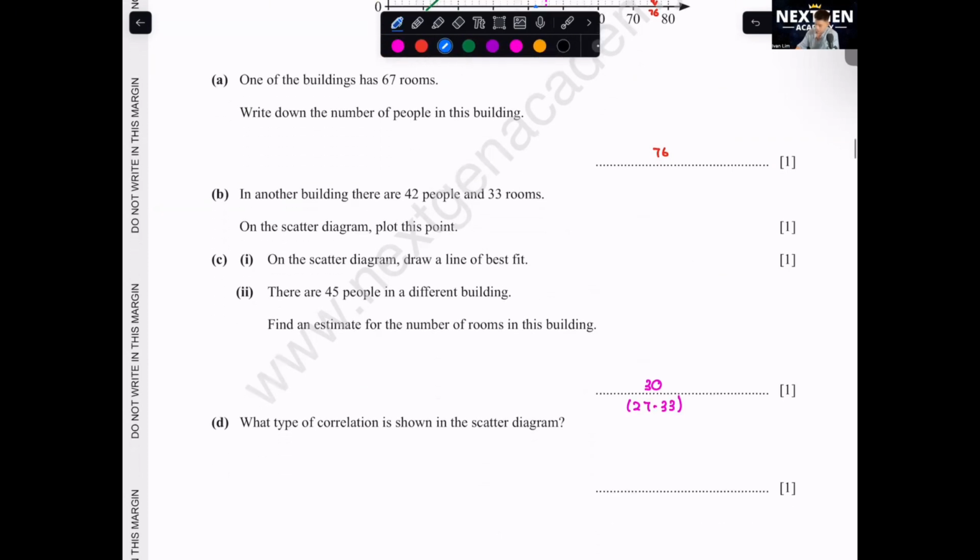Okay, the final one, what type of correlation? Don't use direct proportion. This is called positive correlation. There's only three types of correlation: positive, negative, or no correlation. Positive means going up, negative means going down. No correlation is either the points are all scattered around or give you a horizontal or vertical type of pattern.